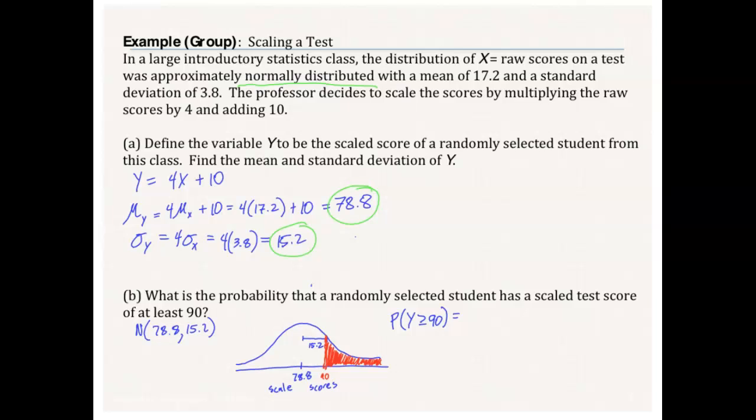All right, and we're just going to use normal CDF in our calculator to do that. So our lower bound will be 90. Our upper bound is technically going to be infinite. There we go. Our mean is 78.8. And I'm going to go down here. Our standard deviation is 15.2. All right.